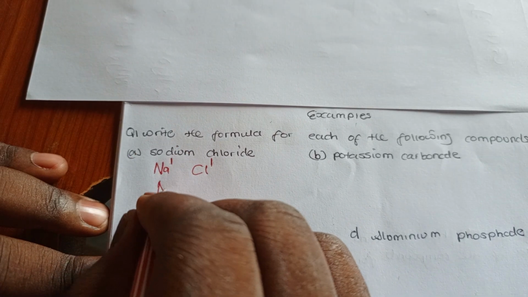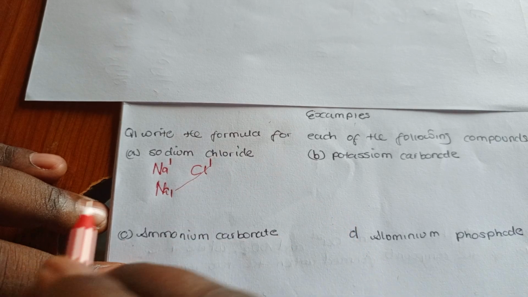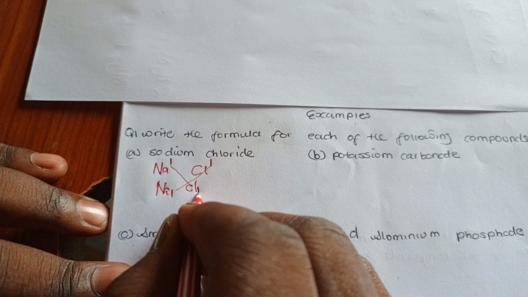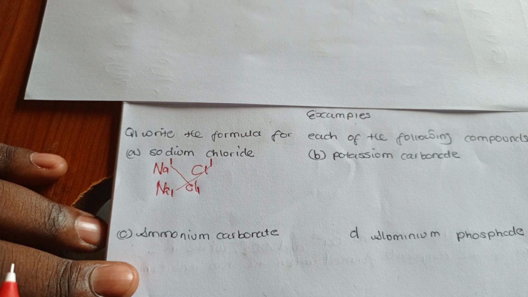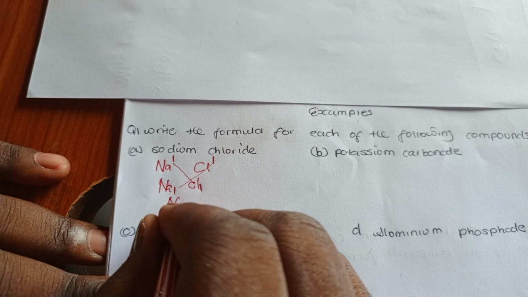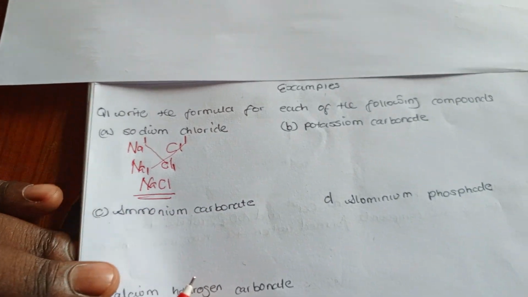The valence for sodium comes this side, we put 1 here. The valence for chlorine comes here, we put 1 here. If it's 1, we ignore it, so you don't write a 1. So the formula for sodium chloride will be like this. This is the formula for sodium chloride.